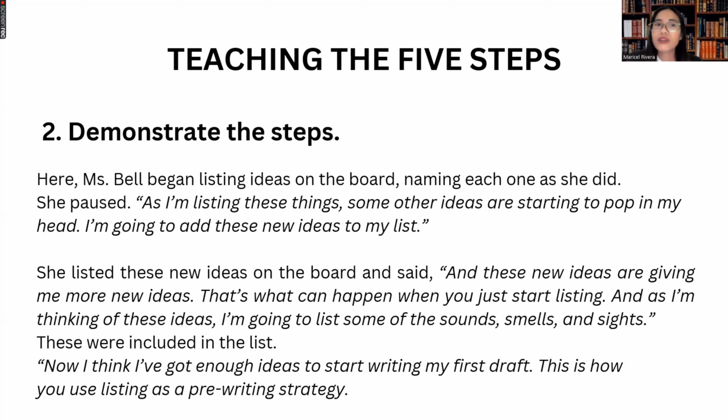Here, Miss Bell began listing ideas on the board and naming each one as she did. Then she paused. As I'm listing these things, some other ideas are starting to pop into my head. I'm going to add these new ideas to my list. So she listed these new ideas on the board and said, these new ideas are giving me more new ideas, and then more and more ideas. That's what can happen when you just start listing. Listing is one of the things you can do during pre-writing.